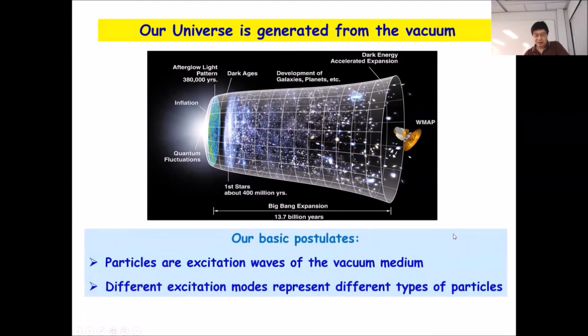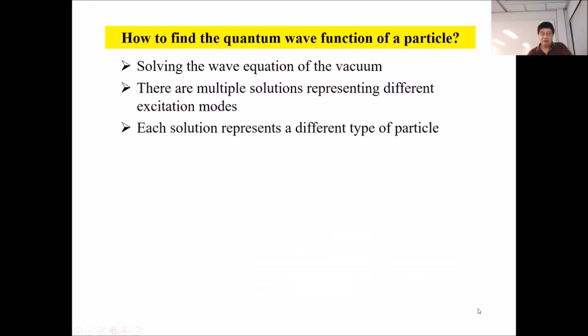So based on this new understanding, we can make the following hypothesis: that the particles are excitation waves of the vacuum medium, and different excitation modes represent different types of particles. Now, once we understand or agree with this hypothesis, then it's very easy to find out what the properties of the particle are during its motion. So the idea is to find the quantum wave function of a particle during its movement. Now, this can be done very simply.